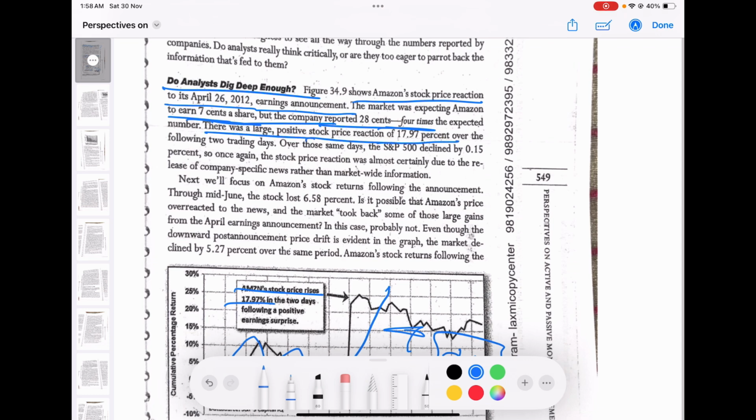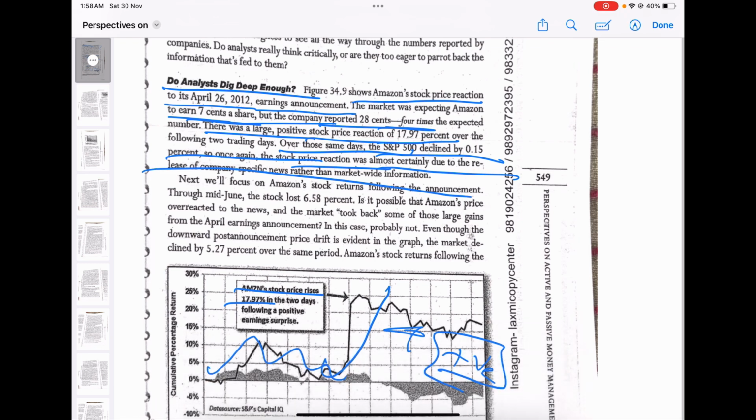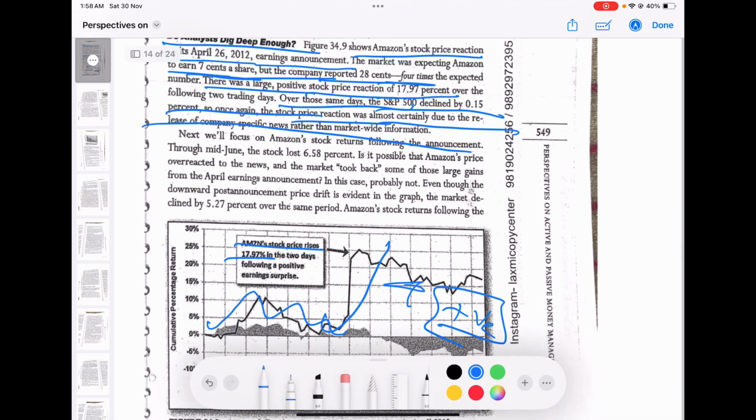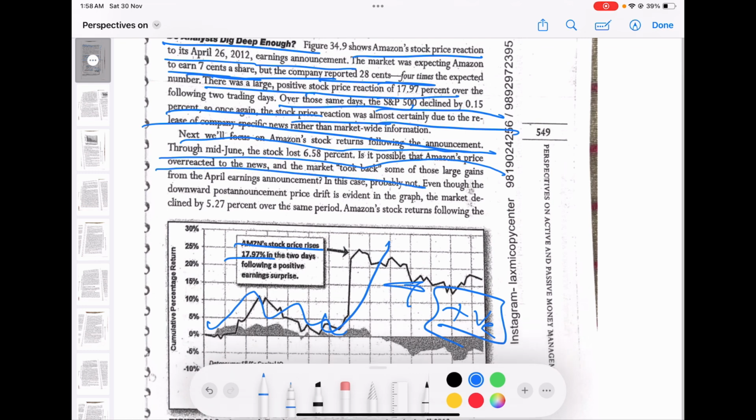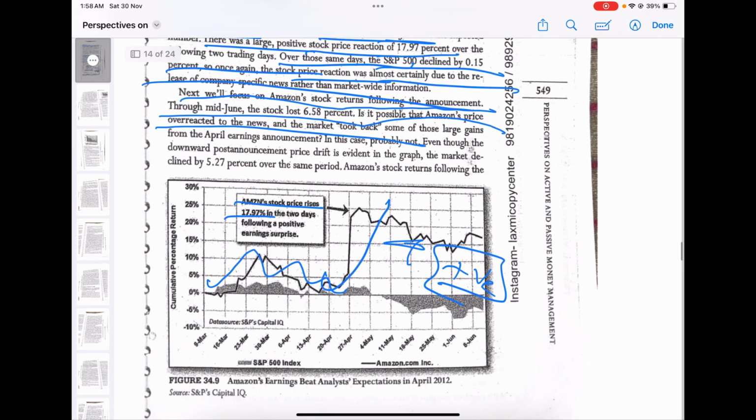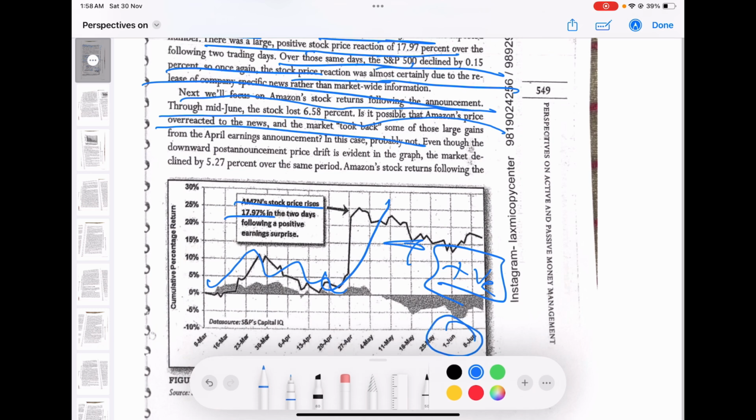There was a large positive stock reaction, which is why there was nearly 18% up in the stock. Over the same days, S&P declined. So once again, the stock reaction was almost certainly due to the company specific information. Then what happened? Now we'll focus on Amazon stock returns following the announcement through mid June. The stock lost 6.58%. It is possible that it overreacted to the news. So obviously, after a while, you can see that in June the price came down again.